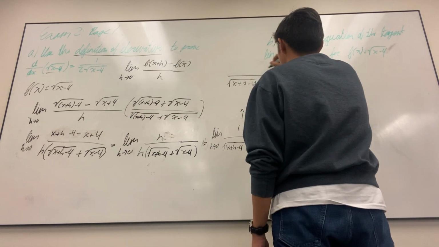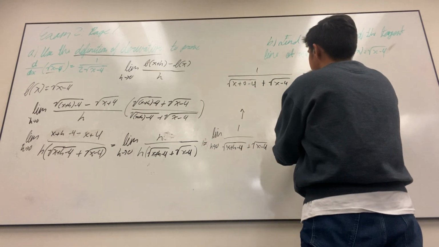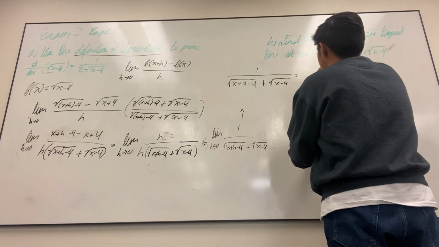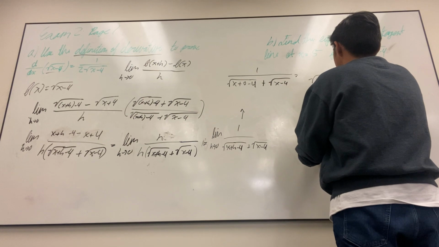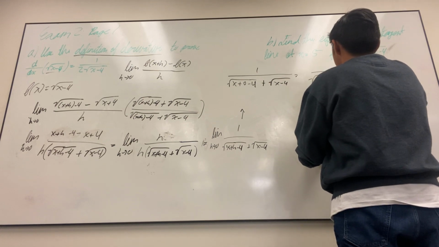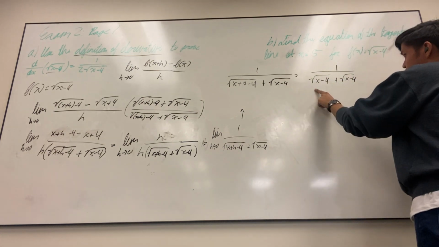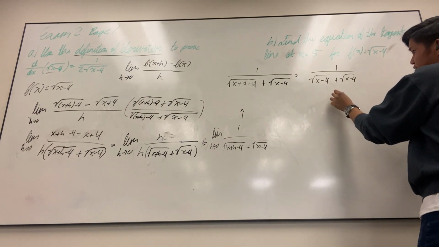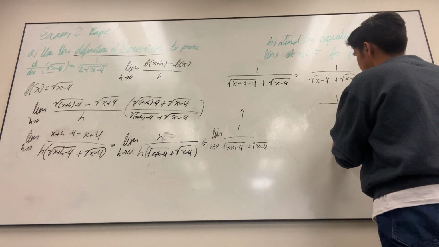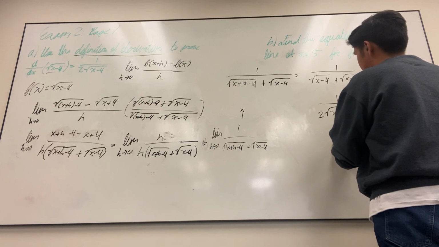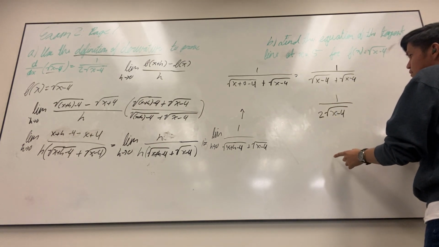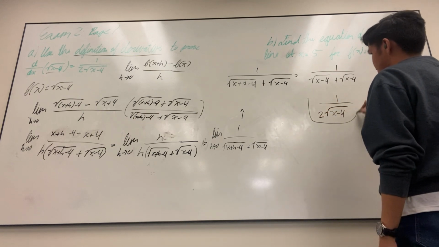You're left with over 1. So simplify this even further. You're just going to have x minus 4 plus square root of x minus 4 over 1. This is what you're left with, and then these two can add up together, so this would just be 1 over 2 square root x minus 4, since you're adding both of them. So this is your definition derivative after that.